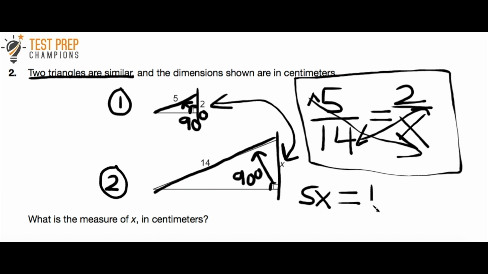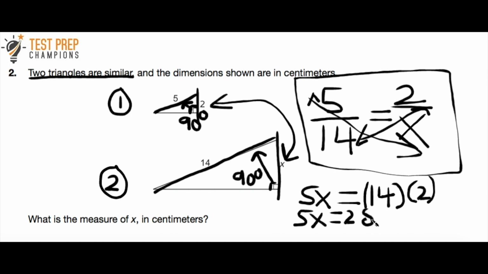Now we have 14 times 2. So I'm going to use a parenthesis to show that multiplication because we have 14 times 2. So what is 14 times 2? Well, 14 times 2 is 28. So we can rewrite that as 28. So we have 5x is equal to 28.